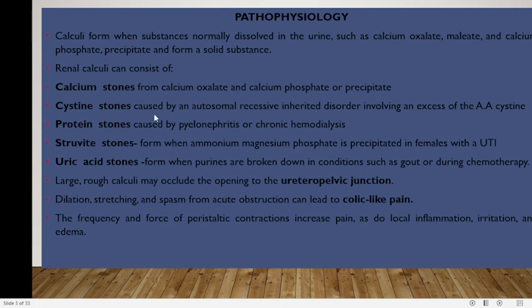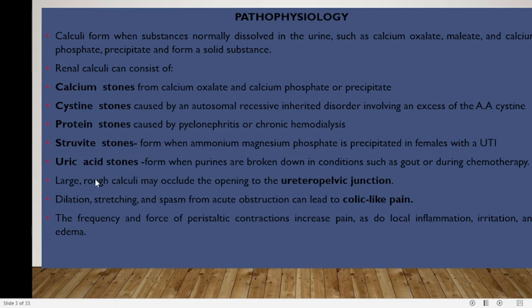You have the cystine stones. These are caused by an autosomal recessive inherited disorder involving an excess of the amino acid cysteine. We have the protein stones. These are caused by pyelonephritis or chronic hemodialysis. We have the struvite stones. They form when ammonium magnesium phosphate is precipitated in females with UTI. Uric acid stones form when purines are broken down in conditions such as gout or during chemotherapy.